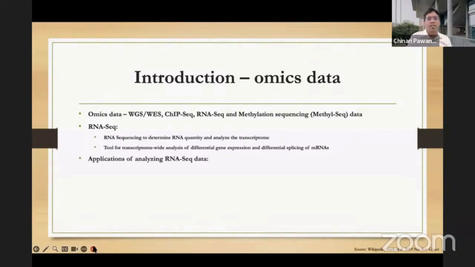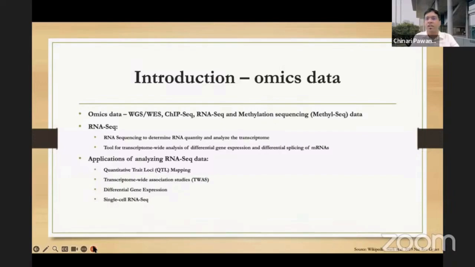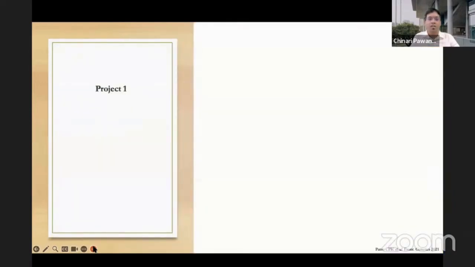mRNAs. And there are many different applications of analyzing RNA-seq data, and one of them is QTL mapping, otherwise known as quantitative trait loci mapping, which I'll be talking about in greater detail. And then the other applications are transcriptome-wide association studies, differential gene expression, which is commonly used from RNA-seq data, and of course, the recently trending single-cell RNA-seq as well. So I'll talk briefly about a few projects. The first project that I'm going to talk about is QTL mapping and glioma risk loci.